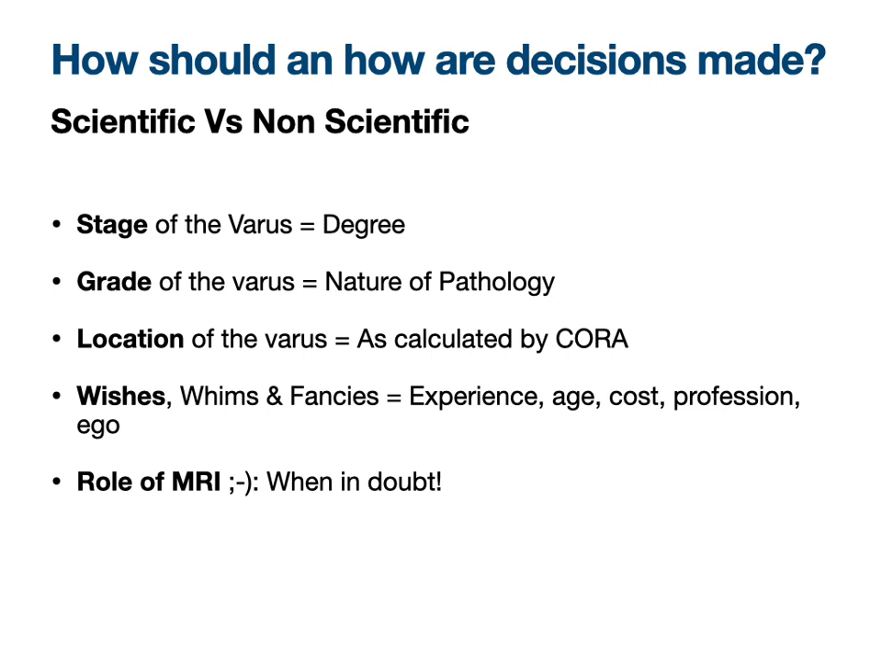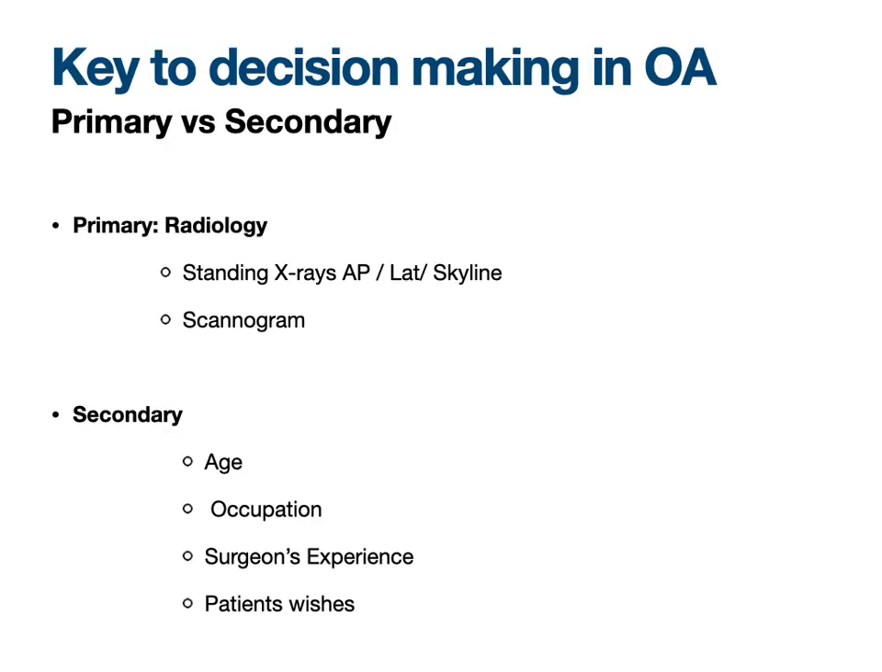Most often, we rely on our wishes, whims, and fancy, and they are influenced by our own experience, our age, the age of the patient, the cost, the profession, and also the ego. There's a very tiny role for MRI when in doubt, and that is why I have put it in this slide. The key to decision making in osteoarthritis remains the radiology, which is the X-rays in AP, lateral, skyline view and scanogram. Of course, there are secondary factors that impact our decision, which are age, occupation, the experience of the surgeon with that particular procedure, and also the patient's wishes.